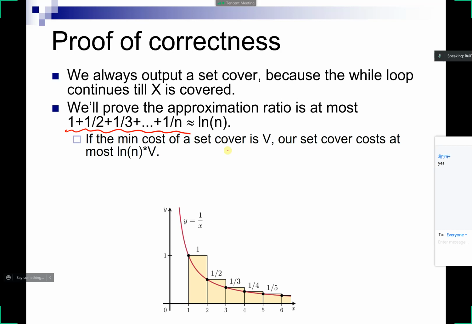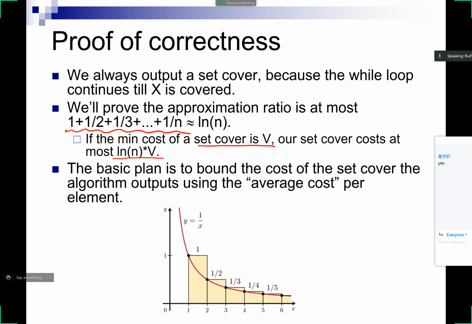Again, this approximation factor means that if the actual minimum cost of a set cover is v, then the cost that we have, whatever we output, has a cost of at most log n times v.